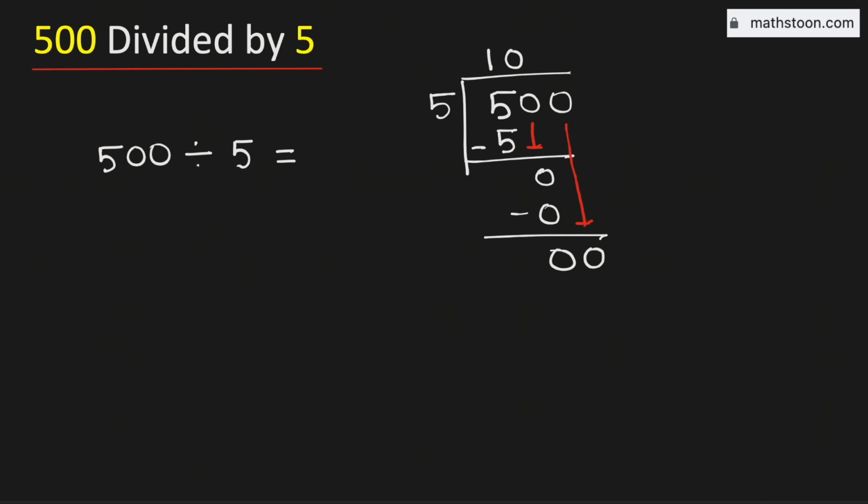Again this is the number 0, so we will write 0 again. Now 5 times 0 is 0. Subtract, we get 0. As we have obtained the number 0 and we have no number to bring down here, we will stop. Therefore, 500 divided by 5 is equal to 100. And this is our final answer.